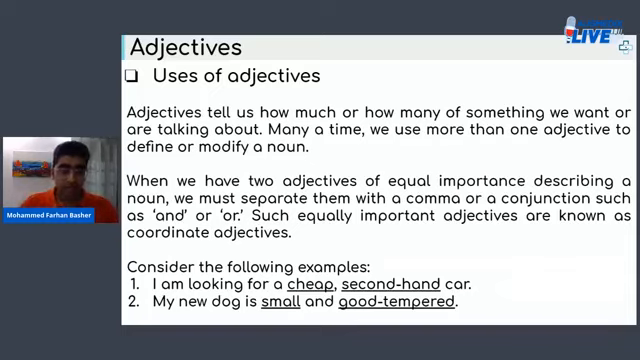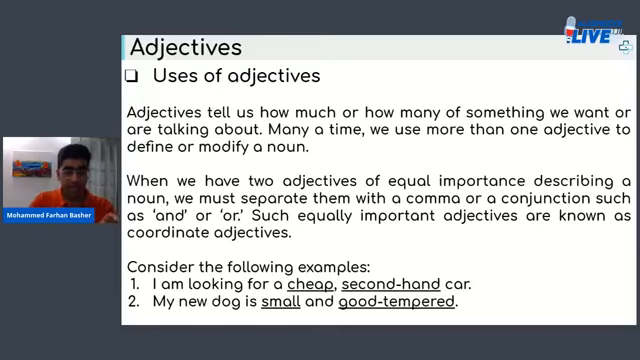If you don't want to put commas and you've got only two adjectives modifying a noun, what you could possibly do is you could also choose to put the coordinating conjunction and, or, between the two. Such as, for example, take a look at the second example here. My new dog is small and good-tempered. Now here in this case, both the adjectives have been put after the noun is mentioned. So the noun phrase, my new dog, and then you have the linking verb, linking the noun phrase to the adjectives.